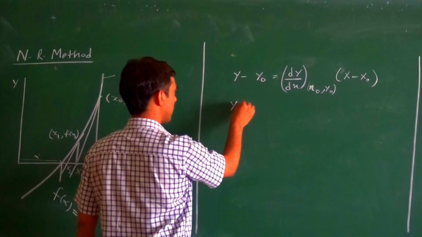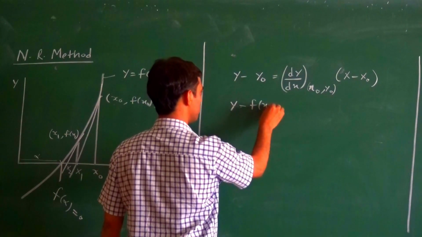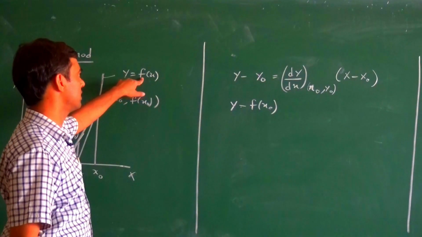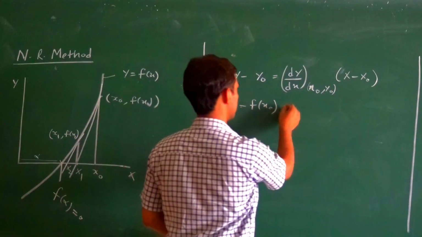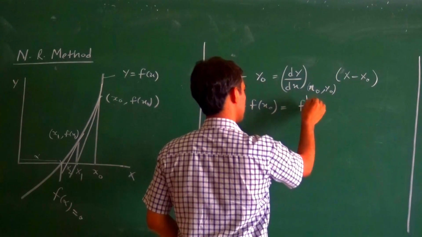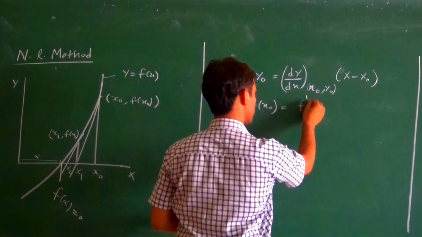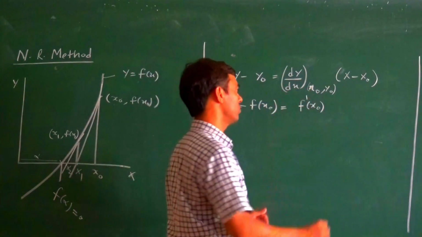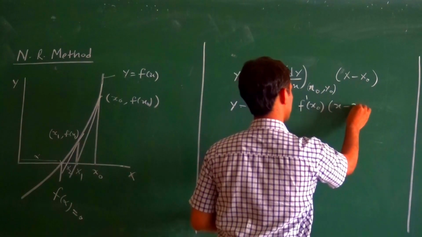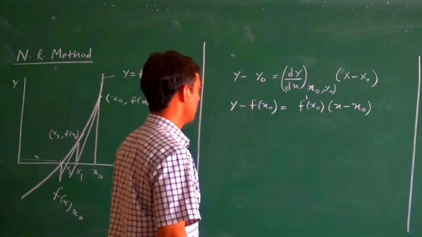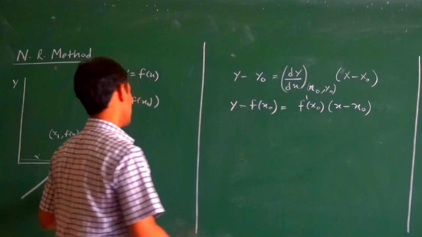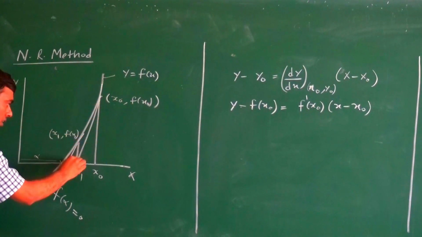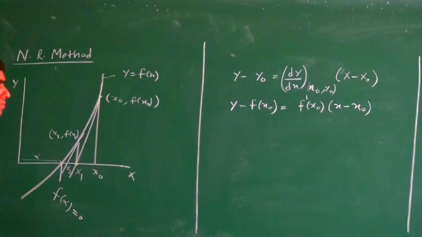So here we write y minus f(x0) equals dy/dx. Since y is f(x), dy/dx is f'(x), evaluated at (x0, y0). In place of x we write x0, because it is dy/dx at (x0, y0). Then this is multiplied by (x minus x0). Now this is the equation of this tangent. Now how do we find this point? This is the point of intersection with the x-axis.